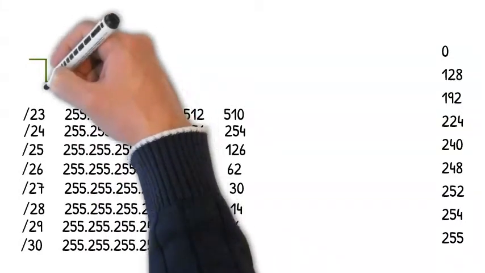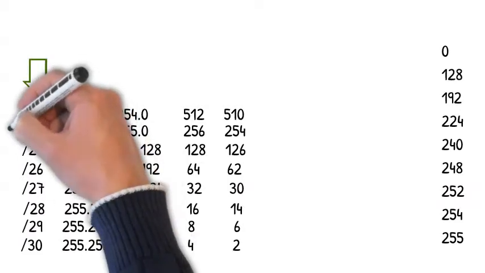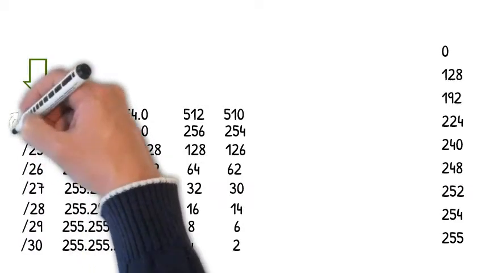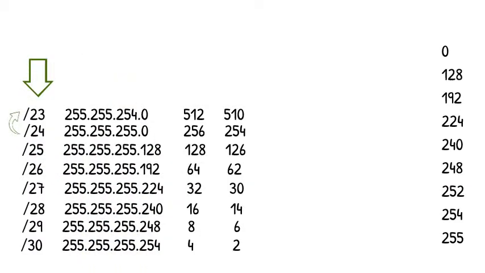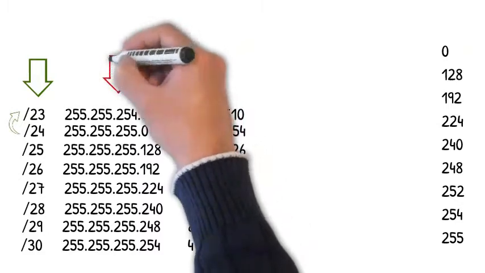Now let's talk about how we got that. Remember that in our CIDR column, when we moved down, we added 1. So 24 became 25, 25 became 26, 26 became 27. Moving up, we do the exact same thing, only backwards. So 24 becomes 23.